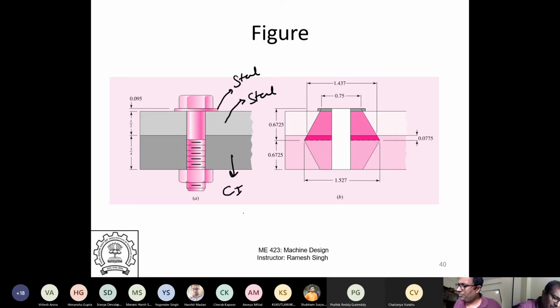Now I want to find out what the stiffness K1 of the bolt will be, and what the stiffness of the members will be. How do I go ahead and find it? What do I do? How do I do this? Let me go ahead and do this.